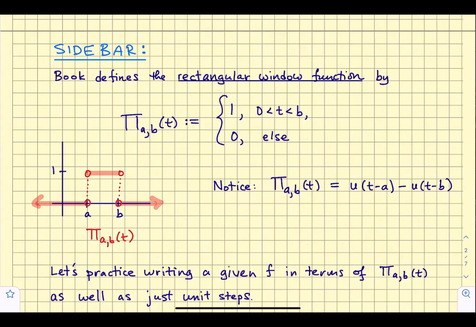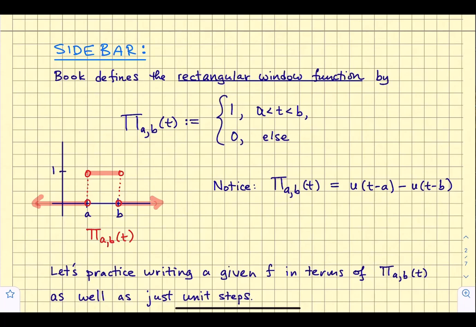The book defines the rectangular window function by a big capital Pi of a comma b, and it's a function of t. It's defined to have a value of 1 if t is between a and b, and it's defined to be 0 everywhere else. So between a and b, it's turned on with a value of 1, and everywhere else it has a value of 0.